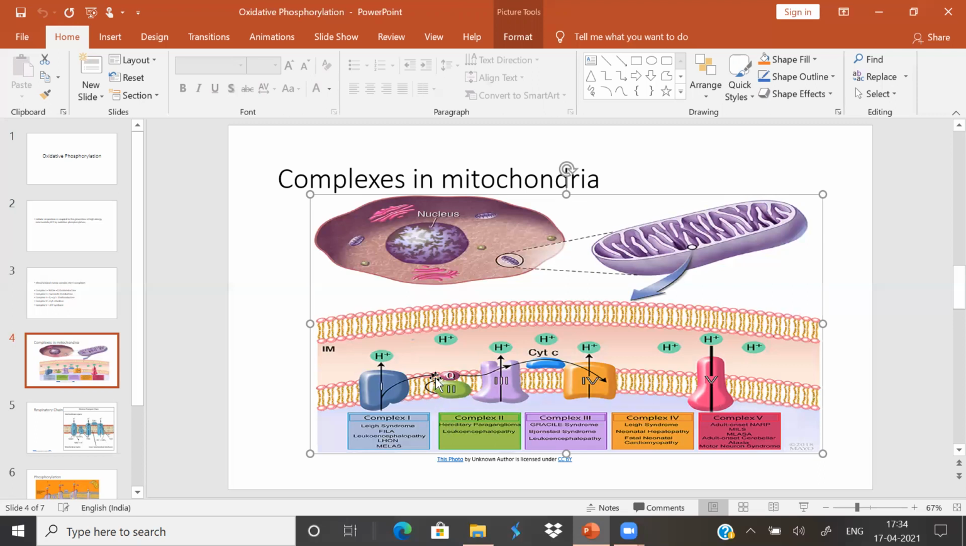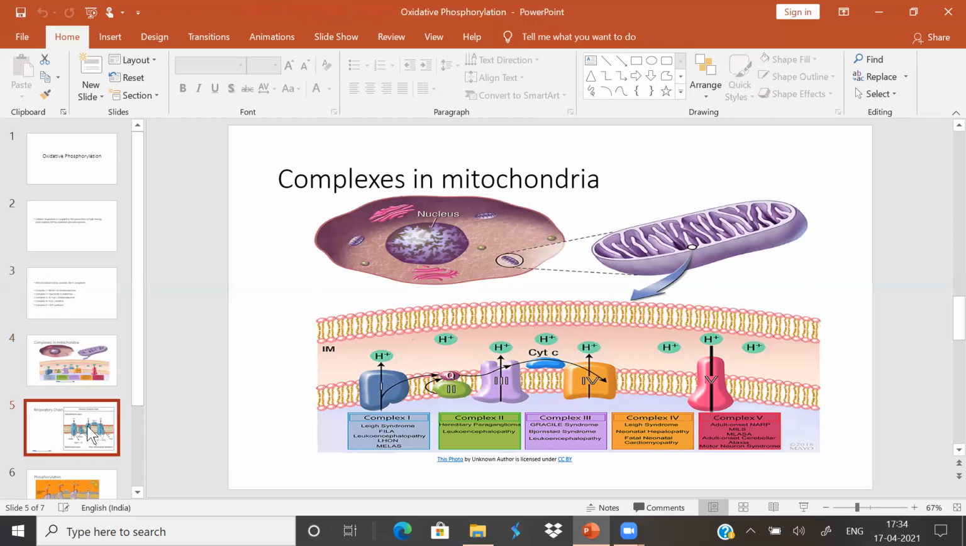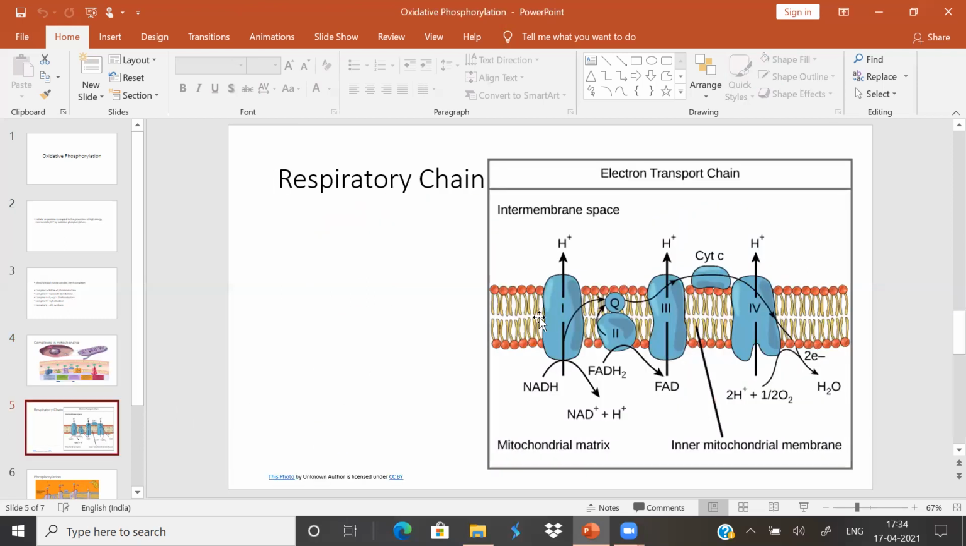Now, other than these complexes, there are two proteins, one is the Q protein and another is the cytochrome C protein. These are not embedded in the mitochondrial membrane. They are present in soluble form in the matrix. Now, what happens? This is the respiratory chain or electron transport.